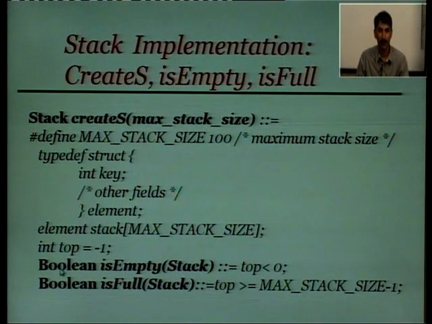Now, the condition to check whether it is empty: top should be less than 0. That is why I say that is the empty stack condition. For full, you have to compare it with maximum stack size -1. Why -1? Because my array starts from 0, and 0 to 99 are the total valid locations which can be used for the stack. So in all we have 100 locations. If top is greater than this, then the stack is full.